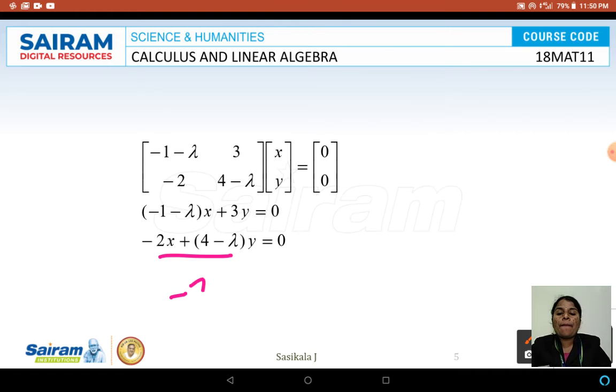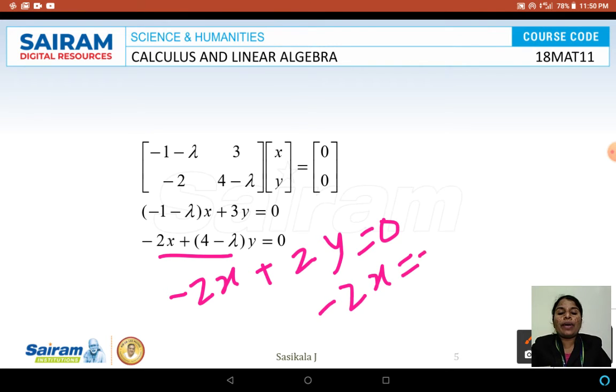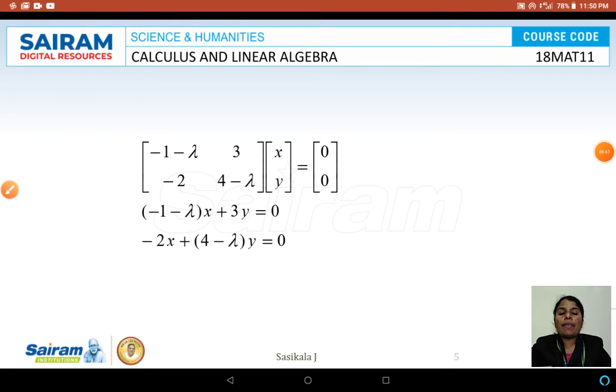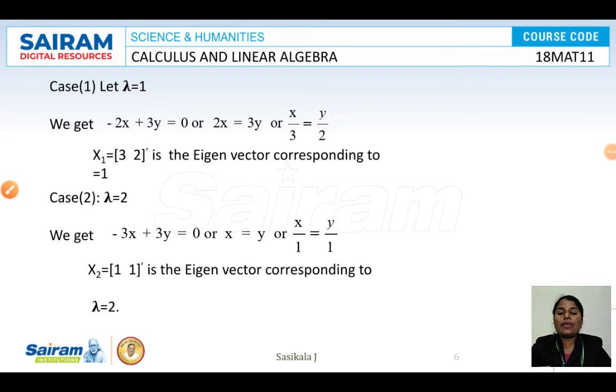You can substitute the same lambda is equal to 2 in the other equation. What will happen? Minus 2x plus 4 minus lambda, which is 2, y equal to 0. So minus 2x is equal to minus 2y, then the relation is x by 1 is equal to y by 1. So you can see that I get the same answers. We have the same equations; you can choose any one to get your x and y values, which is nothing but the eigenvector.